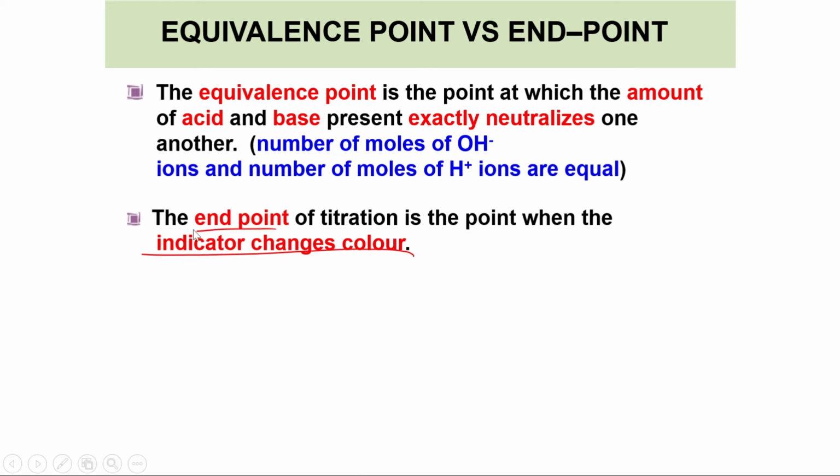That means the endpoint is the point when we know where to stop the titration. When you do the experiment, you need to observe. When you see the change in color of the indicator, then you know it's time to stop. So that is called the endpoint. The endpoint is the point when the indicator changes color.